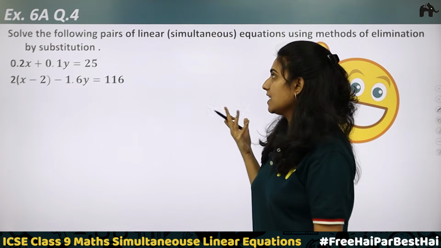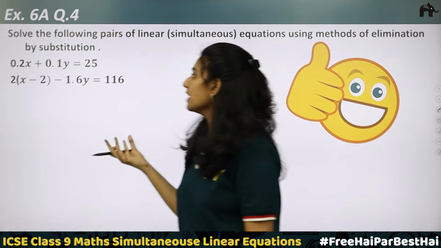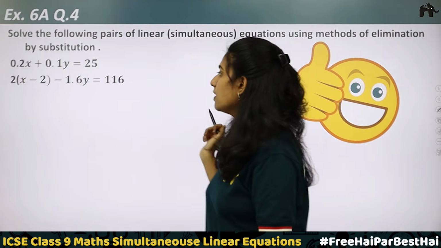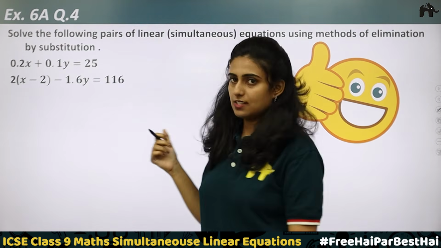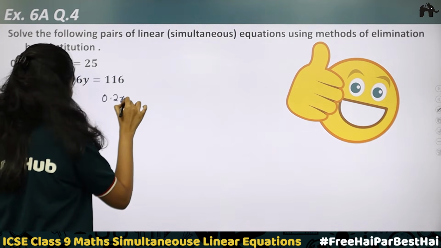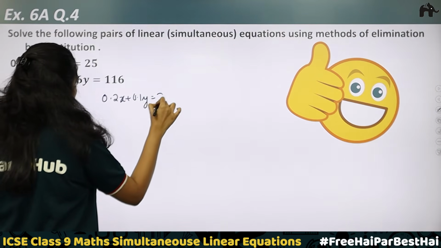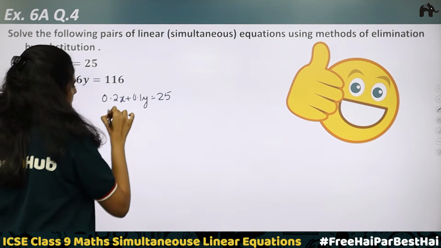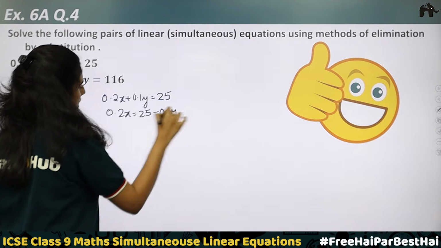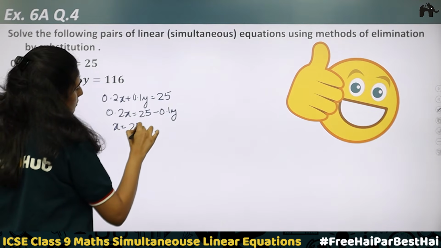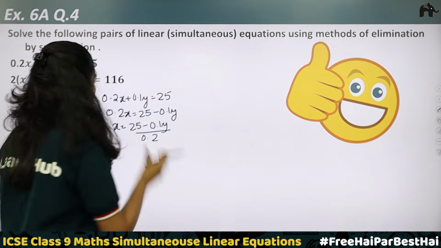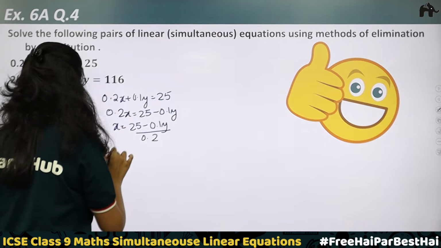Okay, question 4 of exercise 6a. Here we have 0.2x plus 0.1y is equal to 25, first equation. Second, 2 into (x minus 2) minus 1.6 into y is equal to 116. Okay. Now, consider the first equation, 0.2x plus 0.1y is equal to 25. From which we have 0.2x is equal to 25 minus 0.1y and x will be equal to (25 minus 0.1y) divided by 0.2.